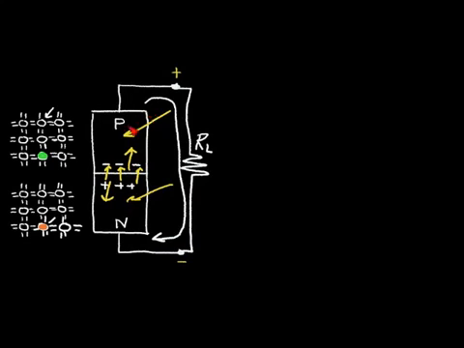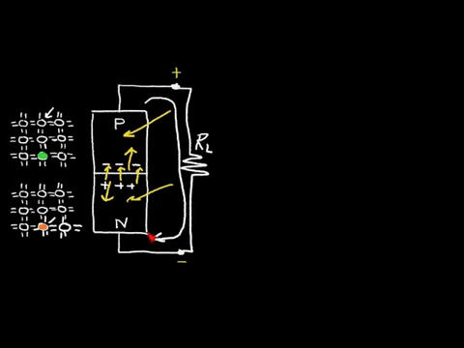So the holes you can think of as flowing positive current this way, and electrons flow this way. And so we have a net voltage across the cell and current flowing into our load resistor.